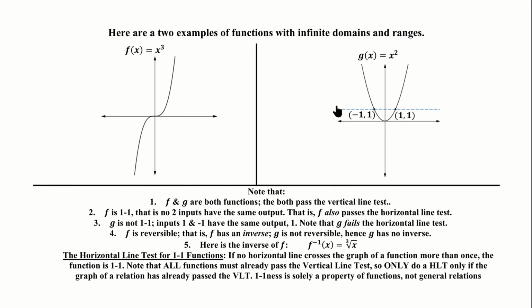One thing I want you to note is that you only test for one-to-oneness, meaning you do a horizontal line test, only after a relation has passed the vertical line test, putting it in the class of functions. We don't talk about one-to-one relations, we only talk about one-to-one functions. So to be one-to-one, you have to be a function first. So make sure that a graph passes the vertical line test before you do a horizontal line test on it to see if it is one-to-one or not.